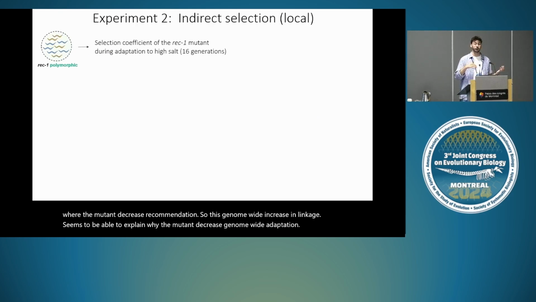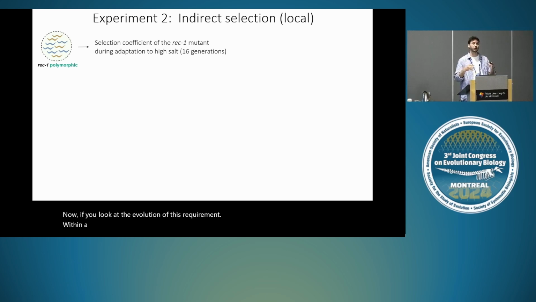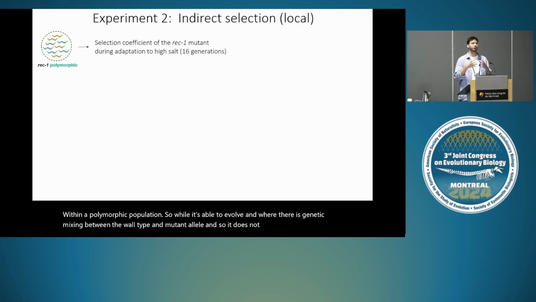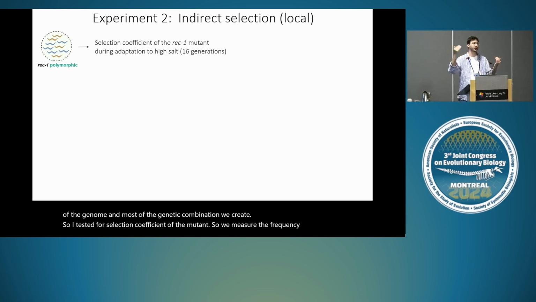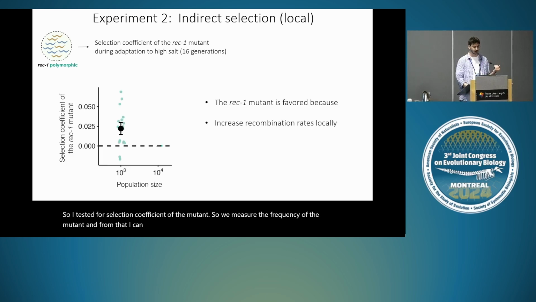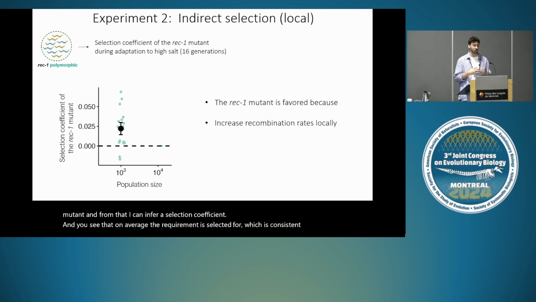Now, if you look at the evolution of this REC1 mutant within a polymorphic population, where it's able to evolve and where there is genetic mixing between the wild-type and mutant allele, it does not stay associated with most of the genome and the genetic combinations it creates. So I tested for the selection coefficient of the mutant. We measured the frequency of the mutant, and from that I can infer the selection coefficient. And you see that on average, the REC1 mutant is selected for, which is consistent with our hypothesis that the mutant could be favored because it increases recombination rate locally.